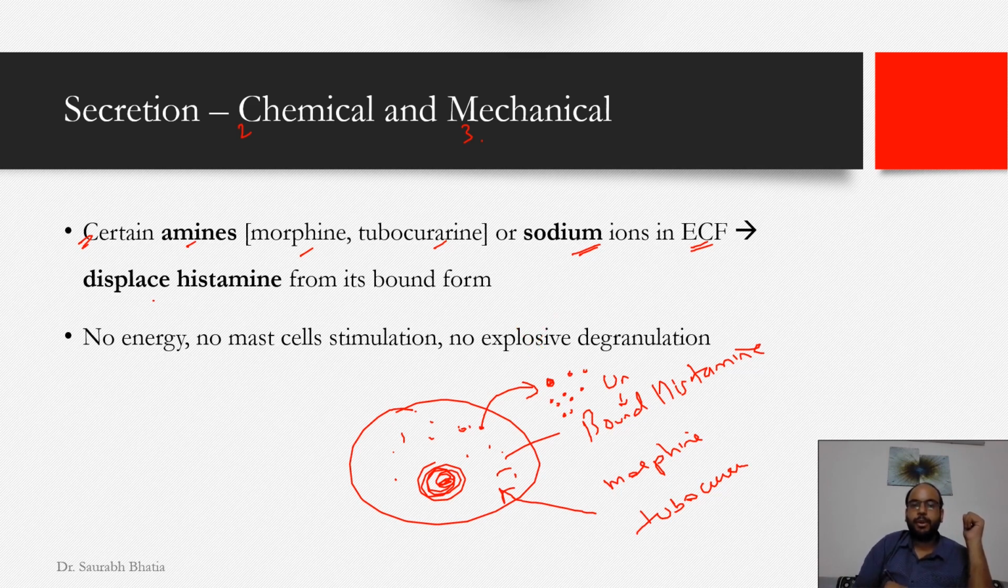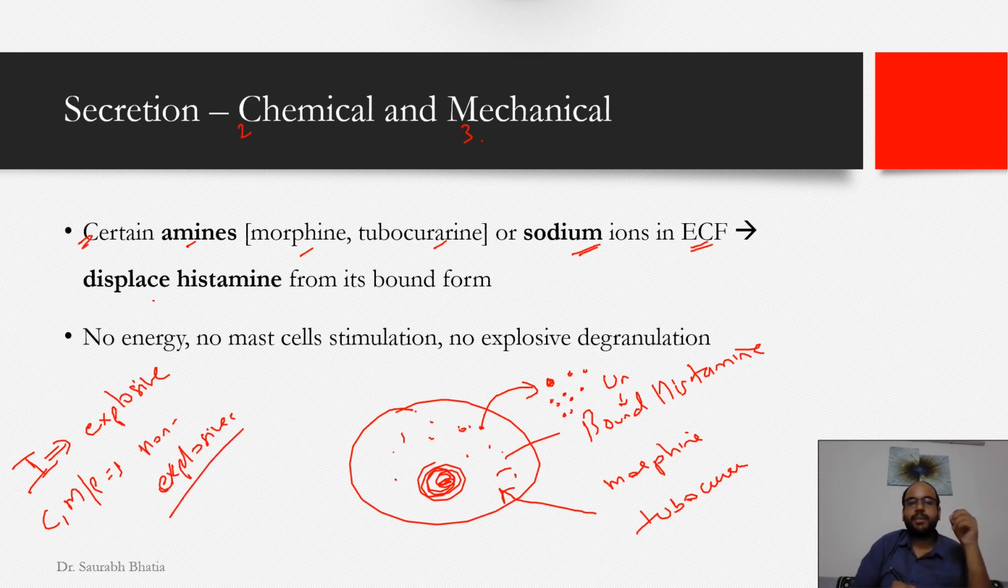So remember that immunologically mediated histamine release is explosive, while this chemical or mechanical or physical mediated histamine release is non-explosive. Clear? Since it is non-explosive, that means it is happening slowly. It doesn't require energy, no energy, while explosive requires energy. Let me just write it properly.